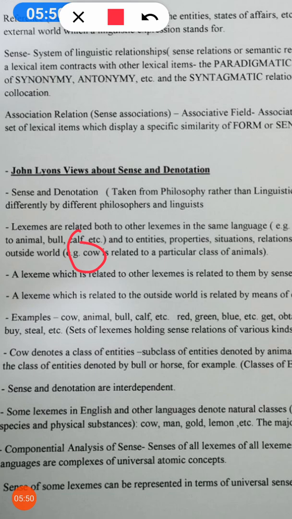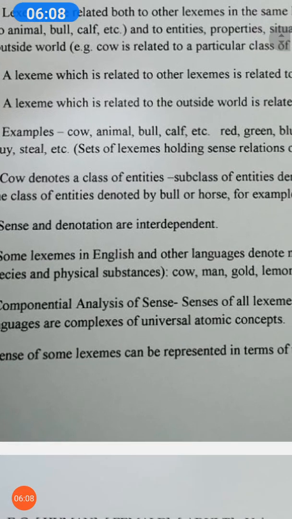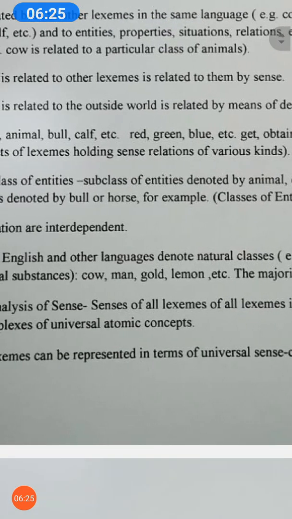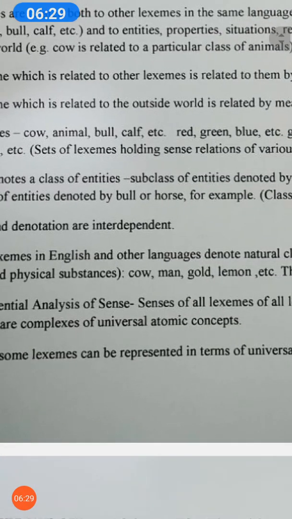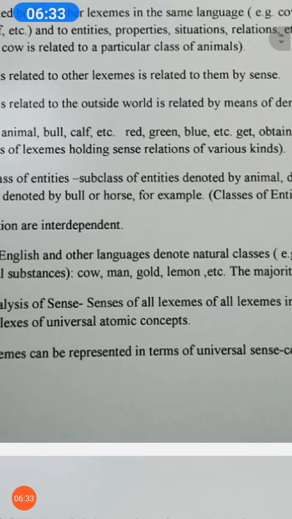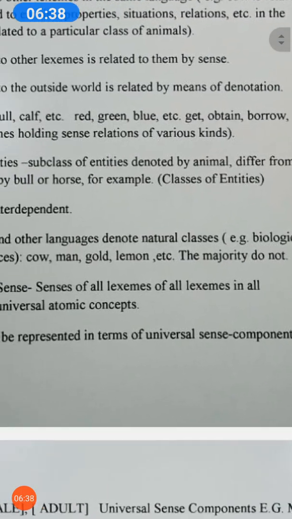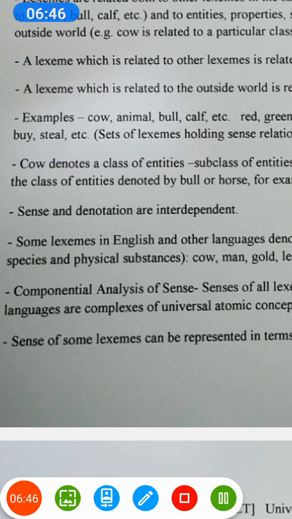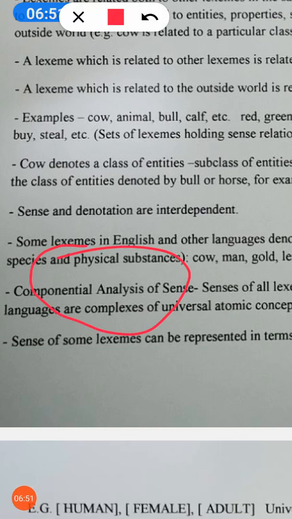Later on, John Lyons admits that sense and denotation, connotation and denotation, are interdependent. Also, for John Lyons, he says that lexemes in English and in other languages denote natural classes. Sometimes they refer to natural classes, like for example here biological species and physical substances like cow, man, goat, lemon, etc. However, the majority of lexemes or words do not refer to natural classes. Later on, John Lyons talks about the componential analysis of sense.